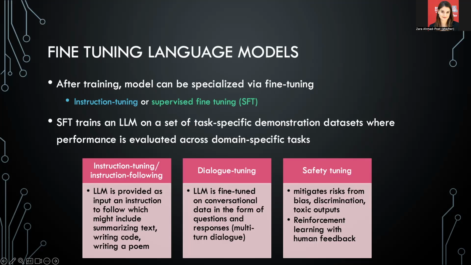And then there's something called safety tuning. Safety tuning is going to mitigate the risk from bias and discrimination, toxic outputs, things like that. So that's, again, another example of reinforcement learning with human feedback, right? So you can provide more, find good examples.